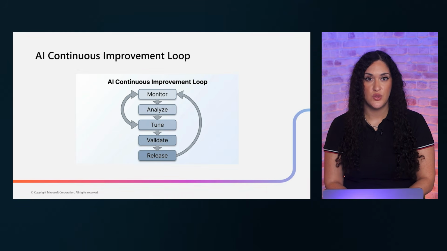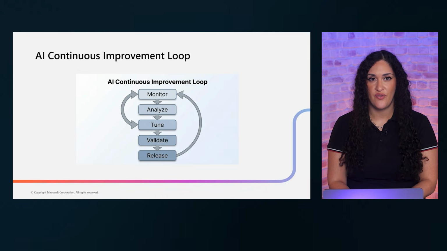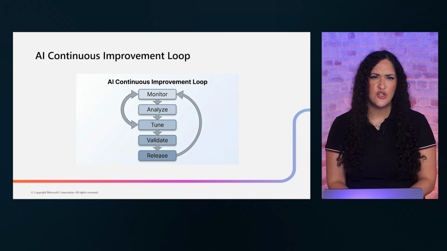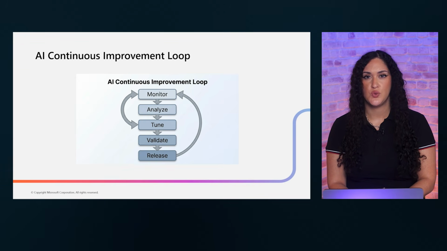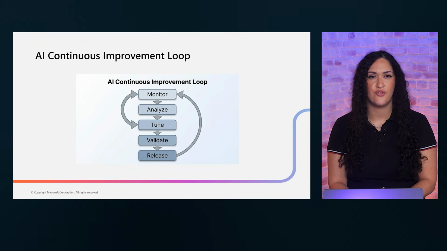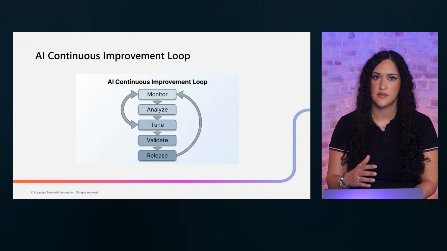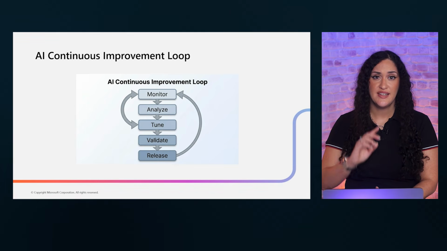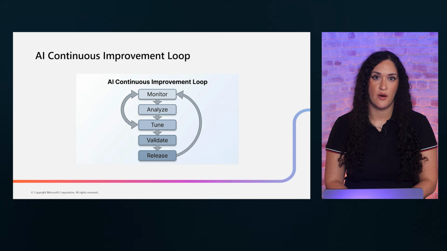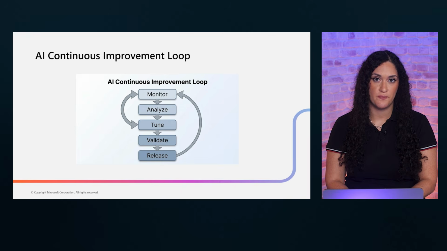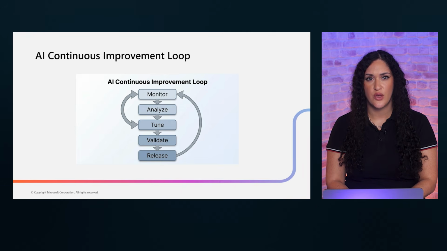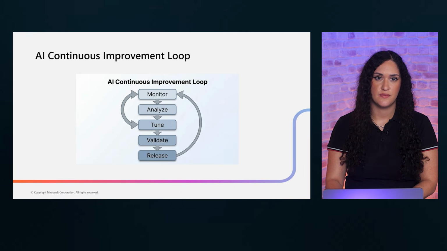The AI continuous improvement loop is the heartbeat of effective agent management. Here's the critical best practice. Never skip the validation step. Too many teams go straight from tuning to release and discover in production that their fix created new problems. Validate in a controlled environment, compare metrics before and after, and only then publish to production. This loop should be fast, frequent, and rigorous.